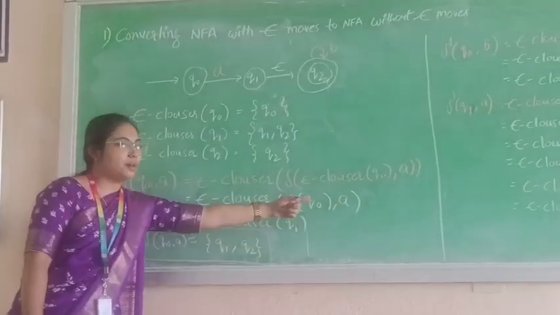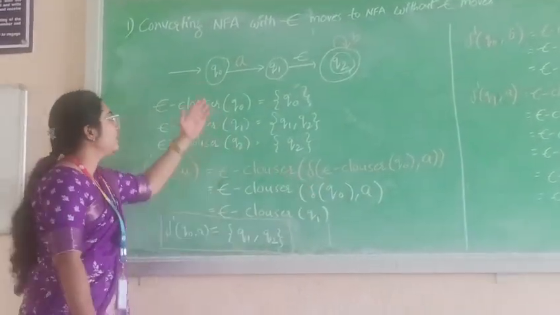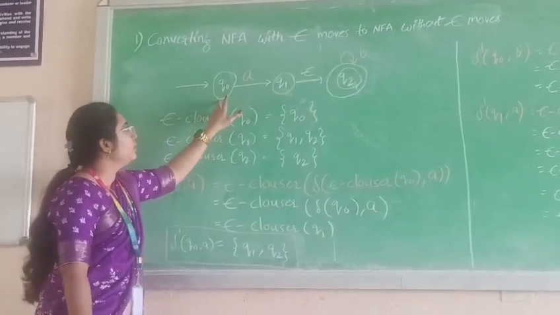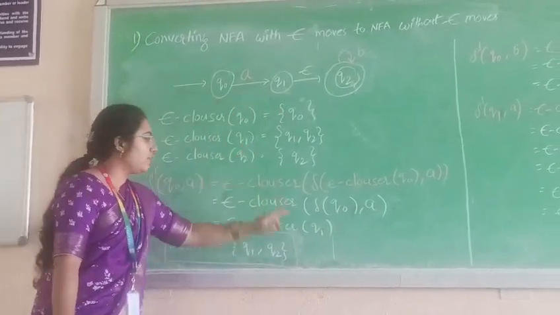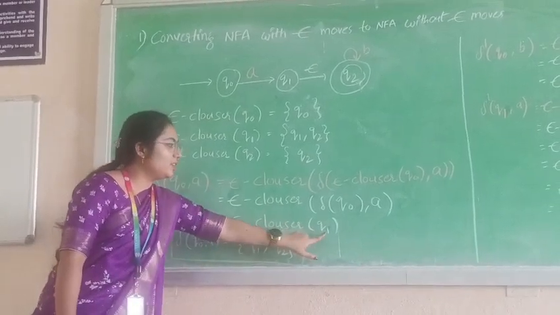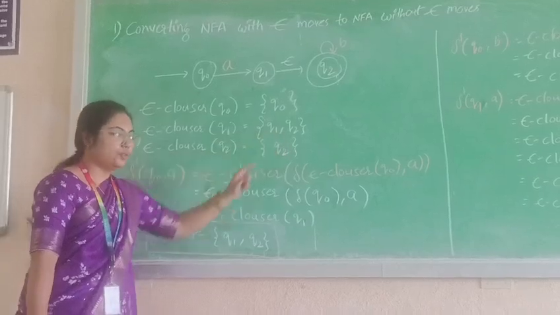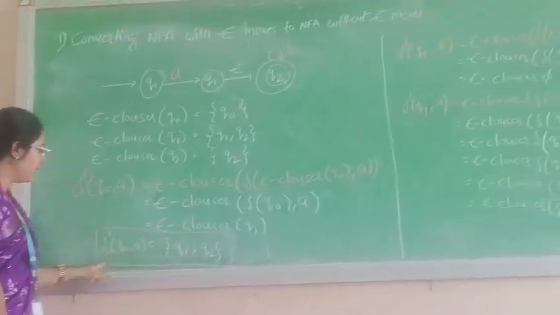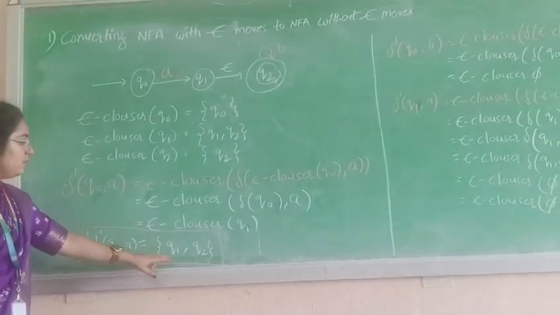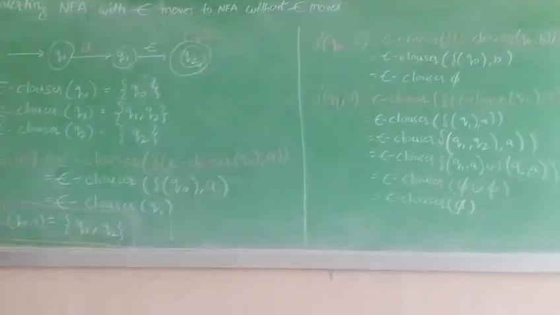Epsilon closure of Q0 comma A. Q0 comma A, where is it going? A, Q0 to Q1. So we have to write epsilon closure of Q1. What is the value of Q1? Q1 comma Q2. So we get the answer: delta dash of Q0 comma A equals Q1 comma Q2. Okay? Q0 A finished.